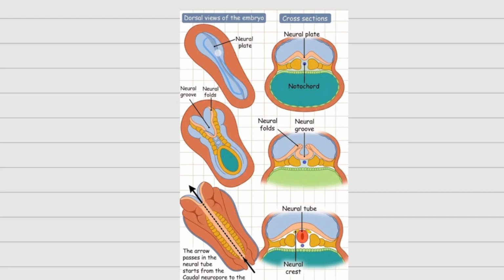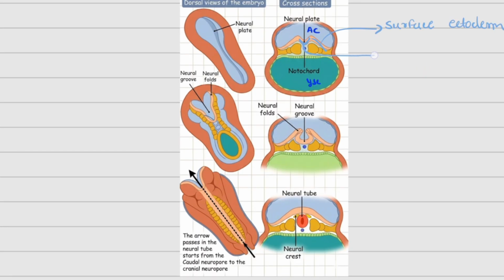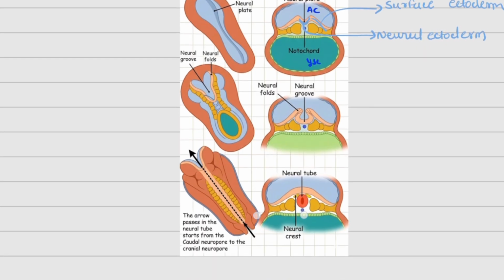First, let's see what happens to the neuroectoderm. This is the dorsal view of the embryo. This is neuroectoderm in blue color here, and brown color is mesoderm. We have the amniotic cavity and yolk sac cavity here in cross section. And now, as we know, this is surface ectoderm on the upper side and endoderm on the lower side. And between the surface ectoderm, the groove-like structure is the neuroectoderm.